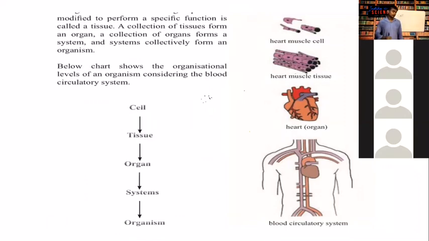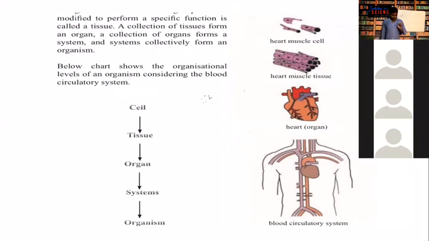A collection of organs. Now you see, the eye and hand are organs. A collection of organs together form the system. Systems together form organisms. Systems together form what? Organisms, right? Now let's get some idea about the complexity of the organisms from simple to complex.